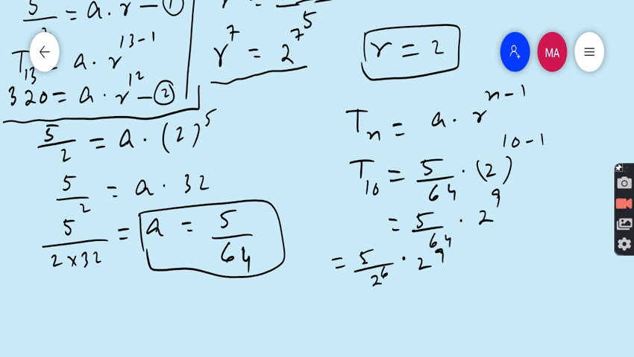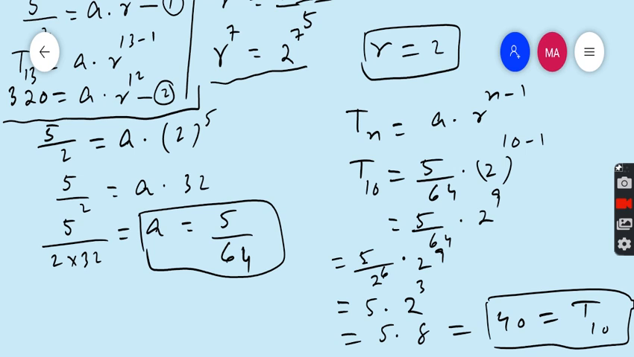Now 5 into 2 to the power 9 minus 6, which is 3. This is the rule of indices. 5 into 2 cubed is 5 times 8, which is 40. Hence T10 is 40. So this is our final answer. All three requirements have been fulfilled. The common ratio is 2, the first term is 5 upon 64 and the 10th term is 40.